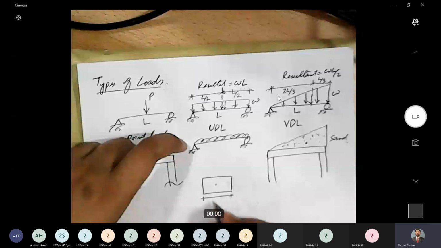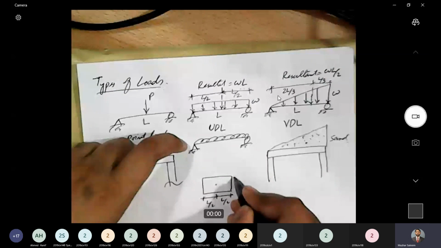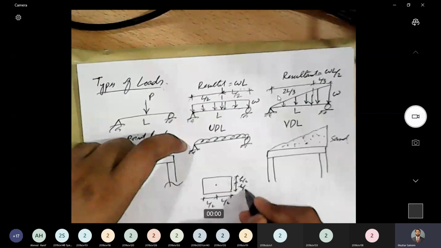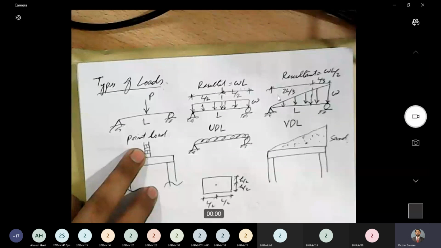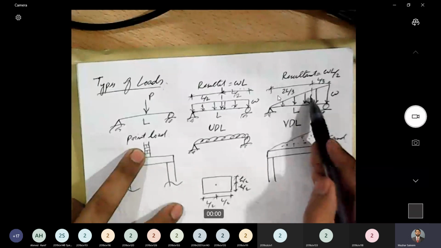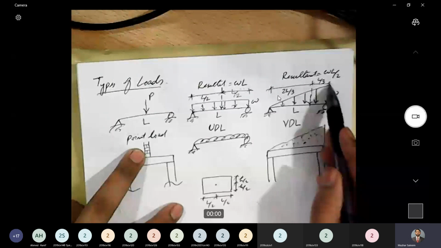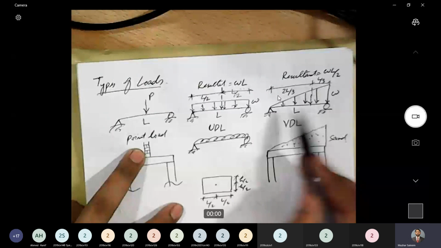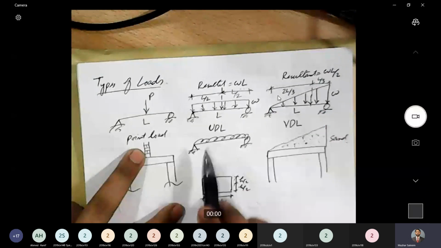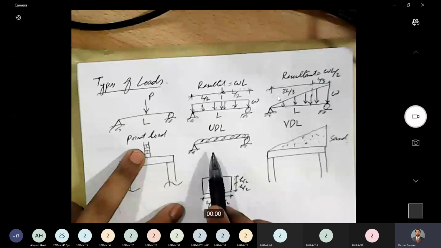Okay, so L/2 and L/2. Similarly, height H/2 and H/2. This is the location of centroid. And if we have a triangle, the location of the centroid is L/3 from this end and 2L/3 from this end, if L is the length of the base. Okay. Is it clear?